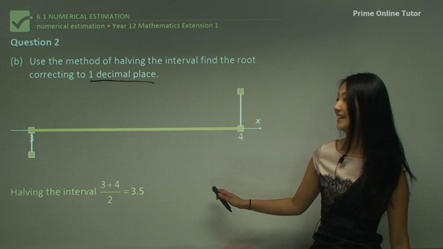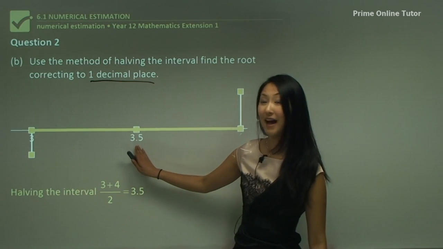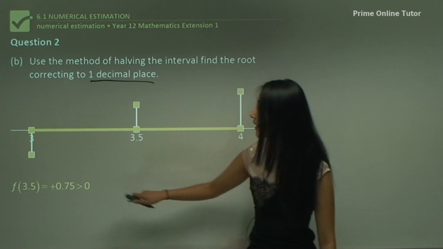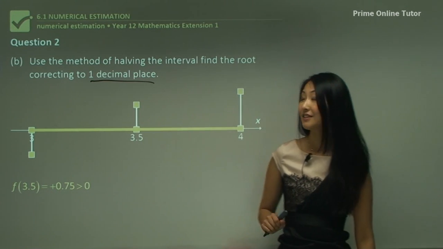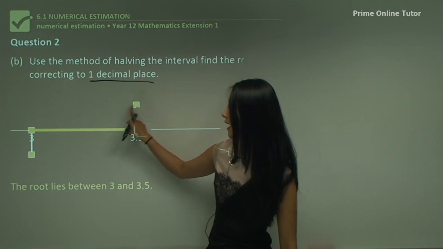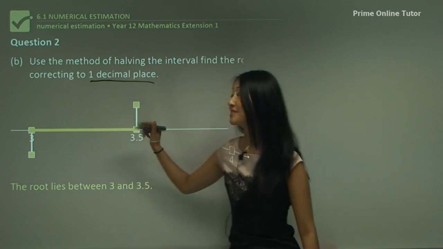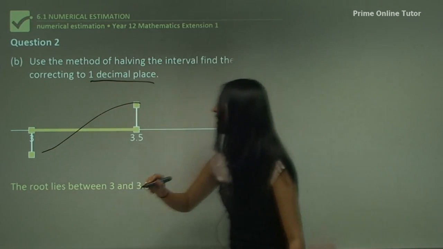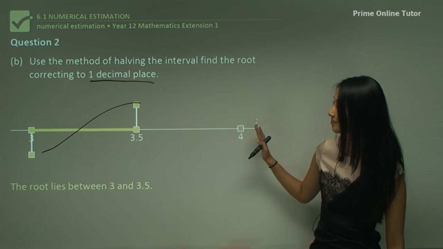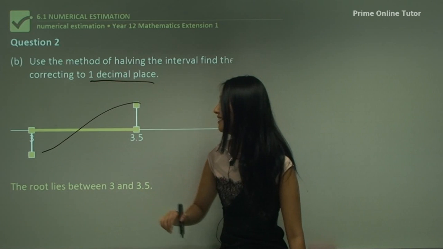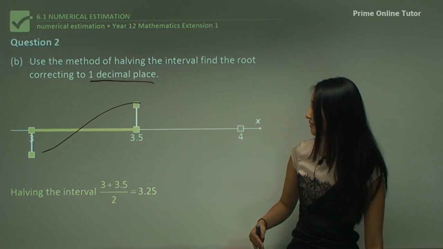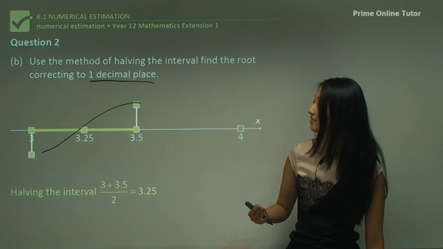So halving the interval here at 3.5, we just substitute that value into our equation before and find out that it's positive in this case. So if it's positive, then the root should lie between 3.5 and 3, between the positive and negative, like that. And we can just eliminate this area when they were both positive. Now, having a look at that, they definitely don't agree to the same decimal place, so we want to halve the interval again. So now 3.25.